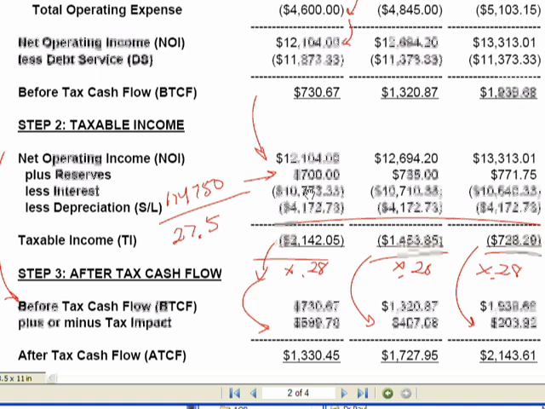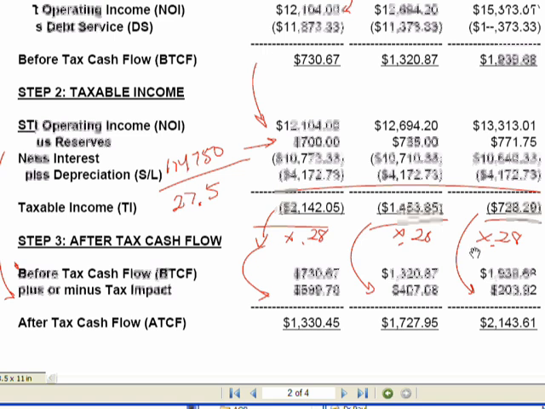It's a big shelter, okay? And it's primarily the reason why we have negative taxable income in years 1, 2, and 3. Although you can see in year 3, it gets pretty close to zero or positive.